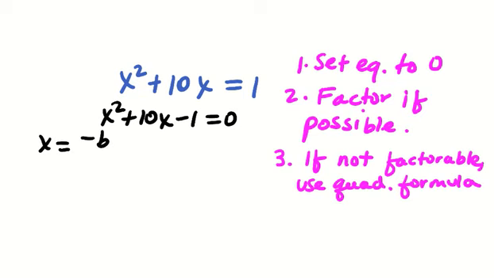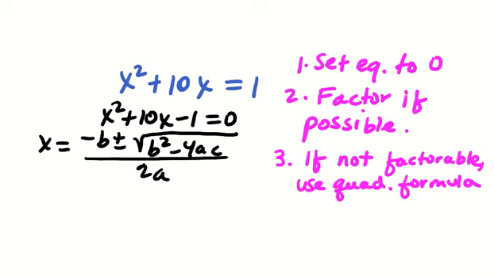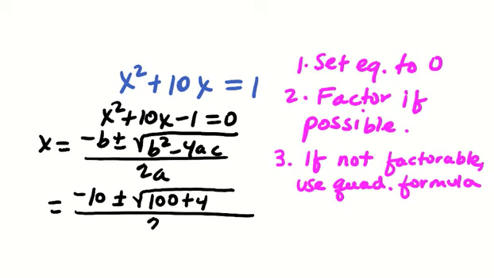X equals negative b plus or minus the square root of b squared minus 4ac, all divided by 2a, which is going to be negative 10 plus or minus the square root. B squared is 100 minus 4 times 1 times negative 1, all over 2 times 1. And we could say that that's, okay, the square root of 104. That might be something we could simplify. But if you needed to simplify it, you could use the TI-30 for that.